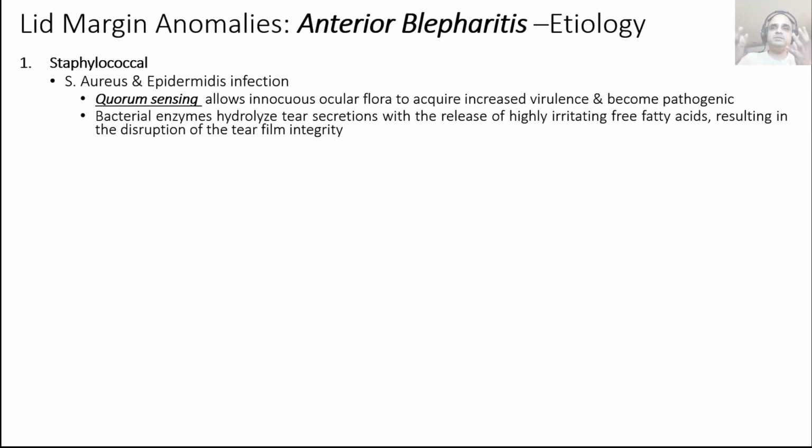So these bacteria are basically destroying the tear film, and this destruction of the tear film is causing tear film instability by reducing or disrupting tear film integrity. So in effect, blepharitis is causing a dry eye, and as you will see, most of the symptoms of blepharitis are the symptoms of dry eye.